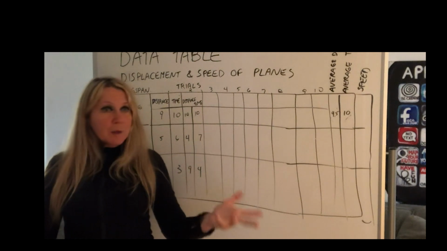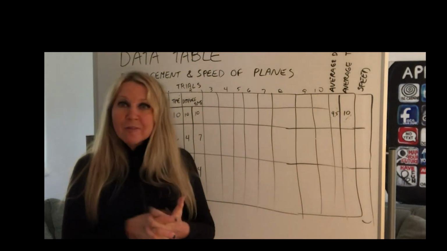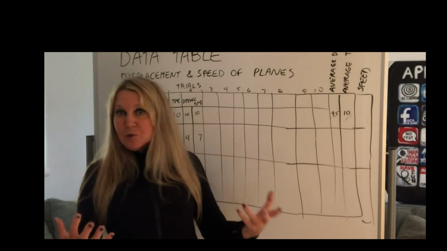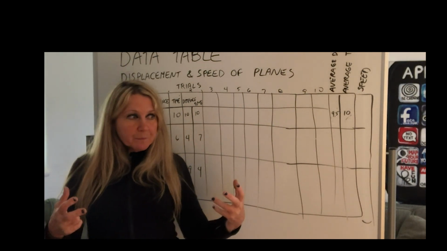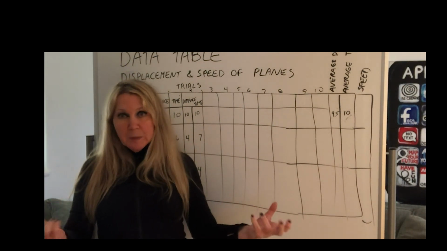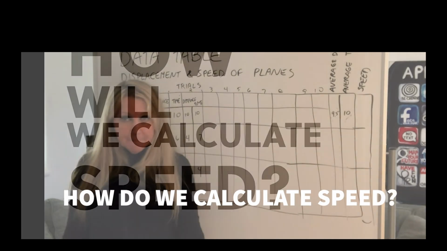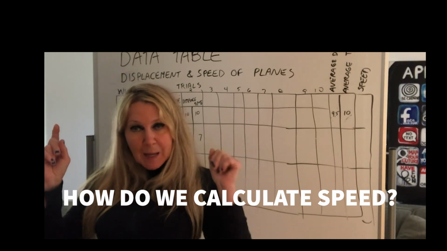So think about how are we going to figure out how fast these planes went? Now that wasn't really part of our original hypothesis, but if we wanted to determine which one had the highest average speed or which one was the fastest, how would we do that? And then we're going to talk about how to calculate speed in the next episode.